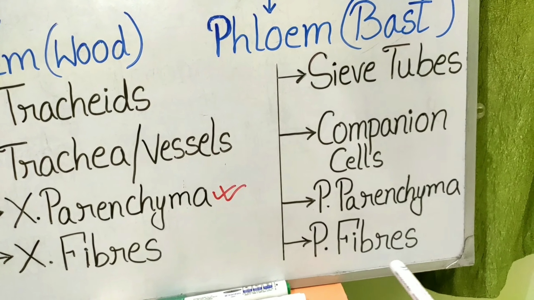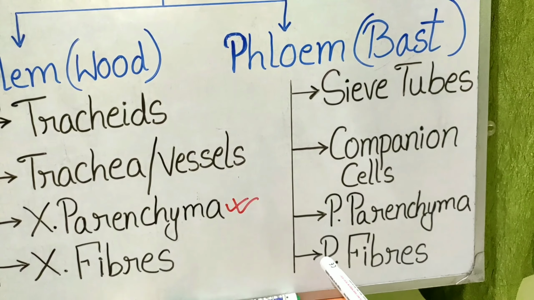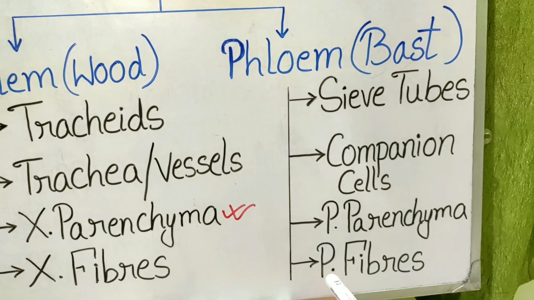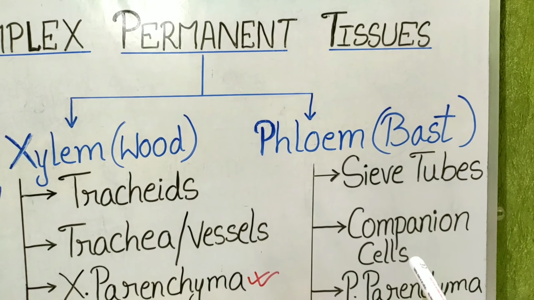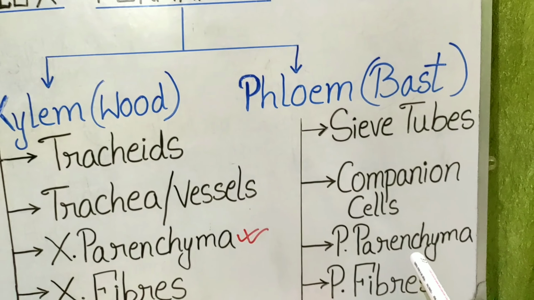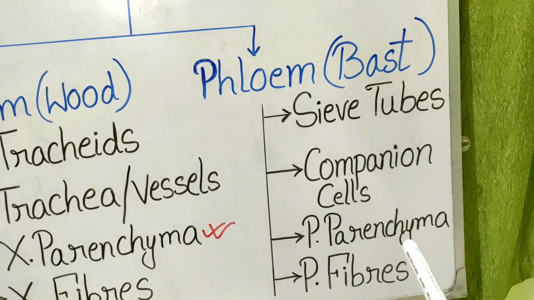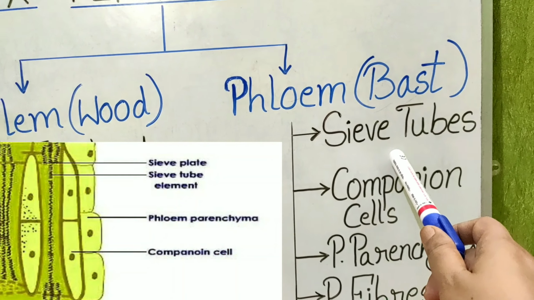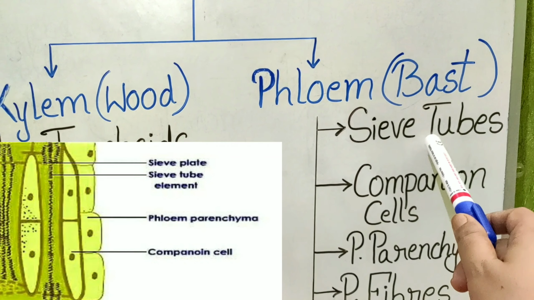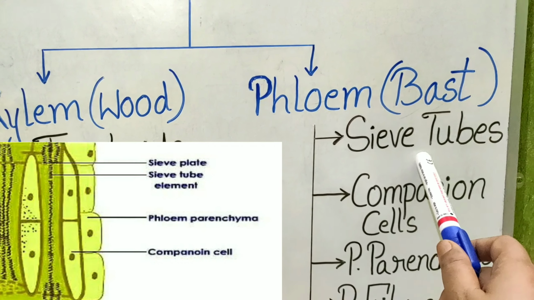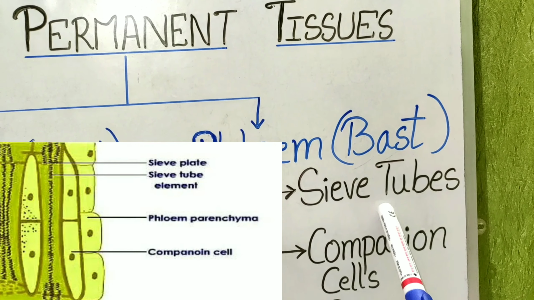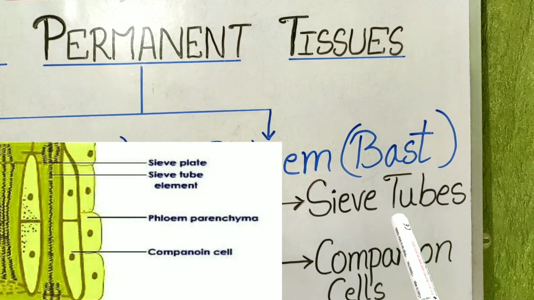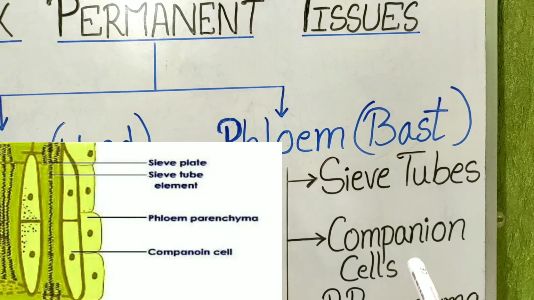These fibers help in giving mechanical strength to the plant. They have nothing to do with the conduction of food substances. But the rest three, the sieve tubes, companion cells, and phloem parenchyma, are associated with the conduction of food substances. The sieve tubes are living, but they do not have any nucleus in them. They have protoplasm, but no nucleus. They are perforated, through which the food substances can easily pass.